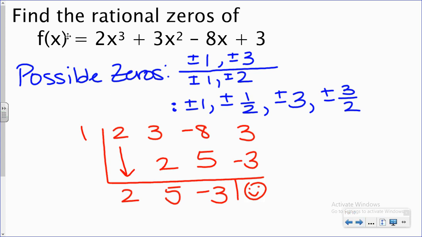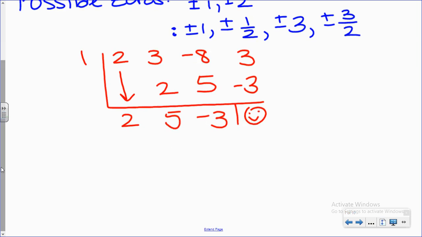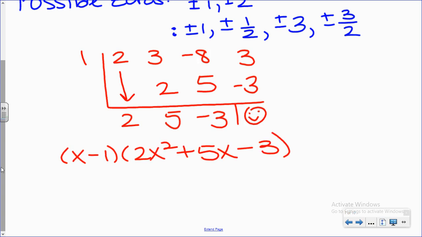Okay? Now, it will not work like that every time. Sometimes you'll go through synthetic division 3, 4, even 5 times before you find one that works. Okay? So let's talk about what we are left with. We are left with x minus 1 times 2x squared plus 5x minus 3.